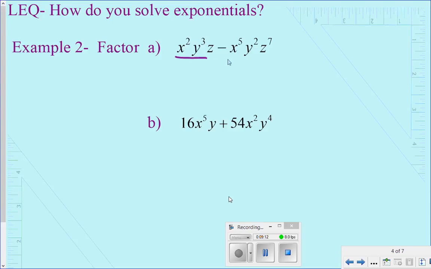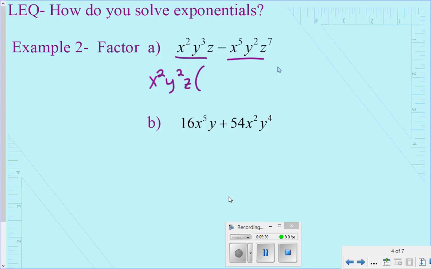So I'm looking at these as 2 different terms, and I'm comparing the x's, y's, and z's and determining the greatest common factor. So between x squared and x to the 5th, I know x squared is the GCF. Between y cubed and y squared, I know y squared. And between z and z to the 7th, I know z.